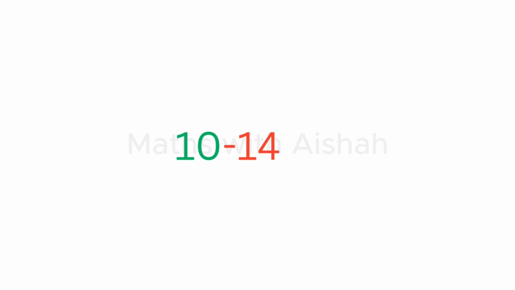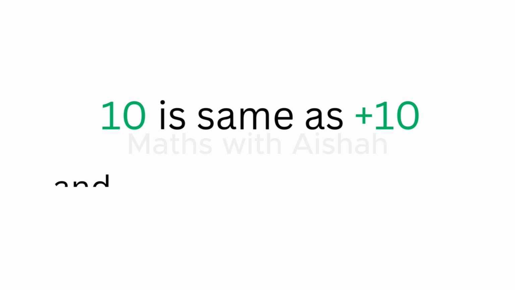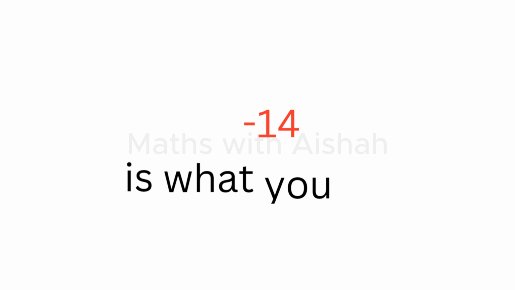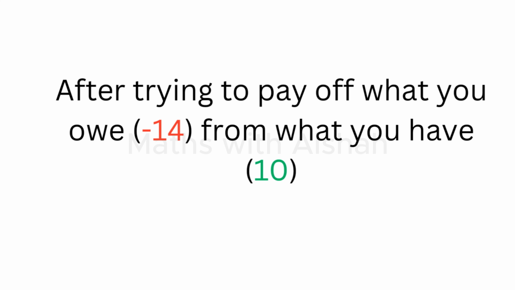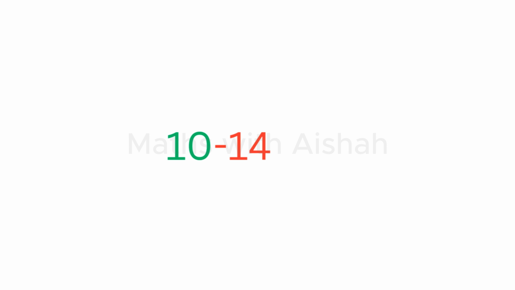All is debt. 10 minus 14. You have 10, which is the same as plus 10. That is what you have. And you owe 14. So if you try to pay off from that 14, you still have a debt of minus 4. Yes, so 10 minus 14 is minus 4.